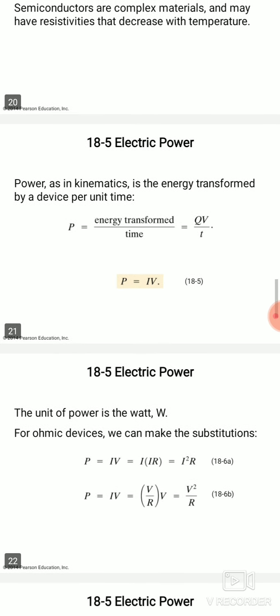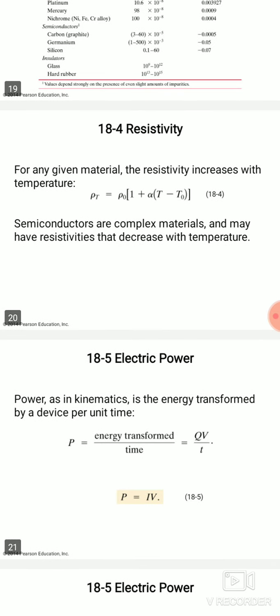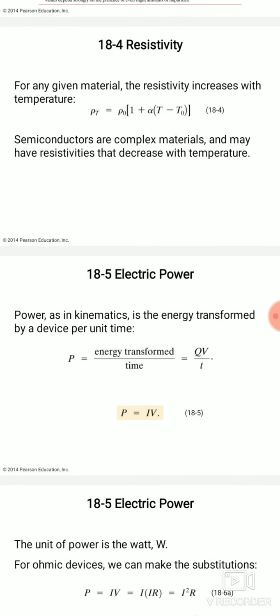electric resistance, resistors from Ohm's law, and resistivity. Try to understand these topics at home and try many numericals related to these topics.